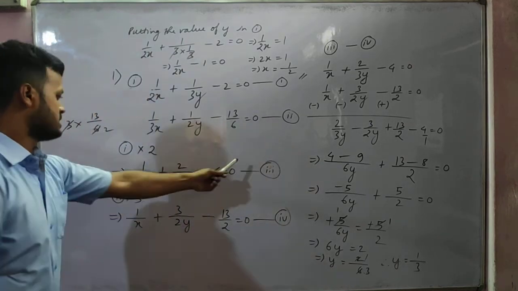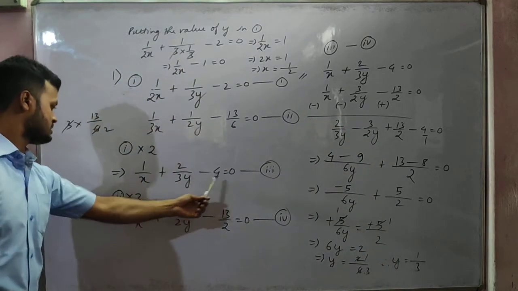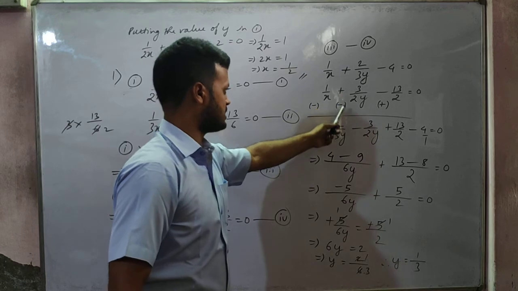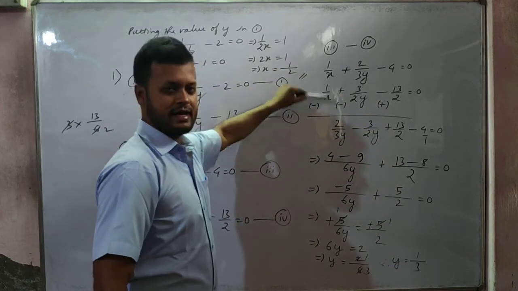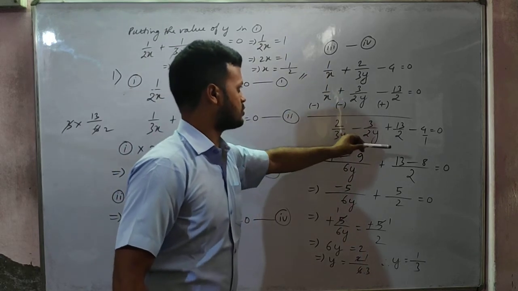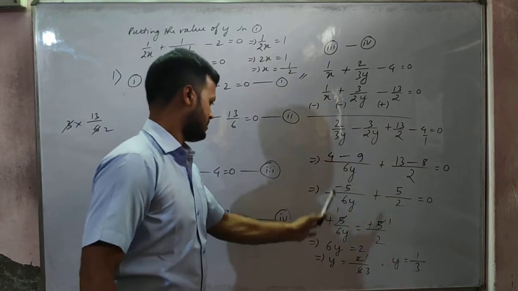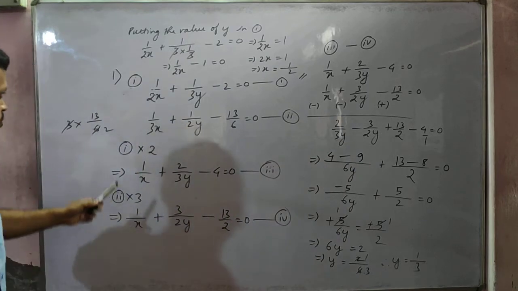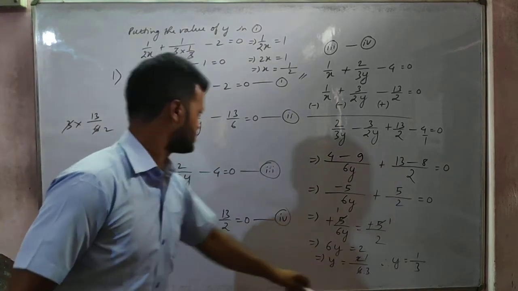Now this 3 and 4 I will subtract. This equation minus this equation. So see here, plus sign is there, put minus; plus sign is there, put minus; minus sign is there, put plus. 1 by x and 1 by x is cancelled, isn't it? So now you see 2 by 3y minus 3 by 2y and 13 by 2 minus 4. So I just took LCM and I found the value of y. The value of y I just put in equation 1.